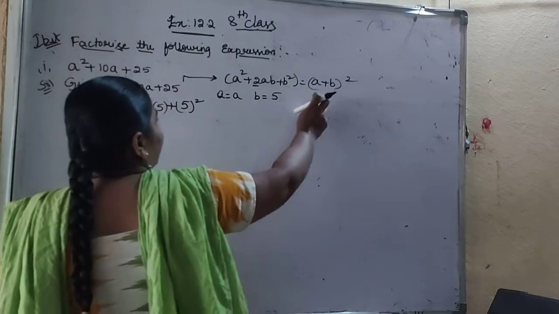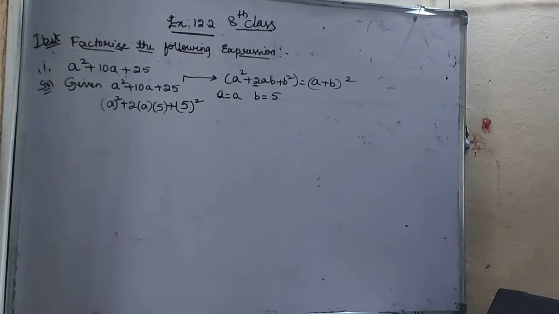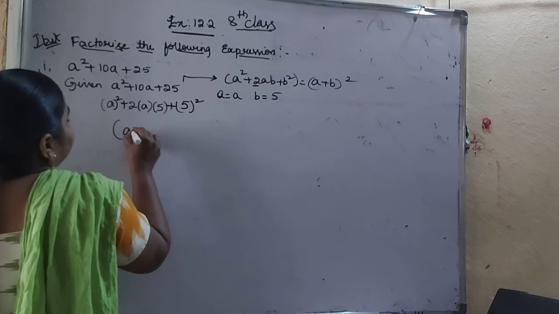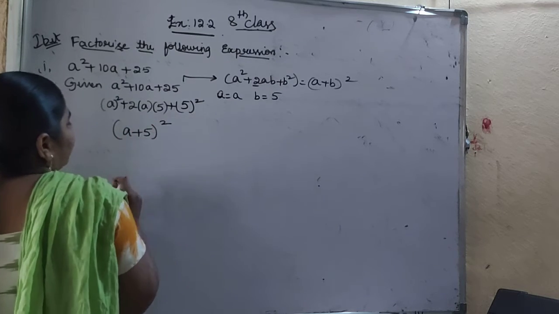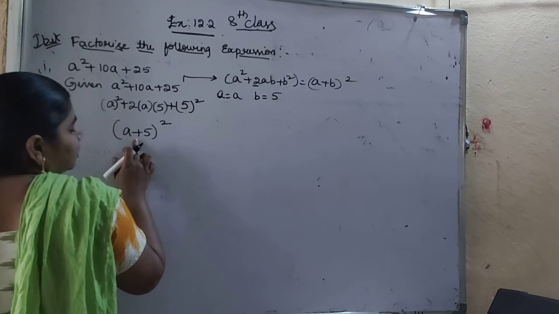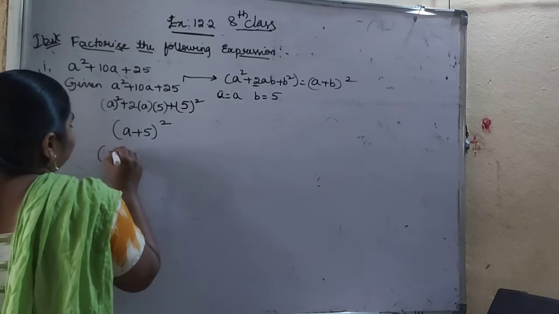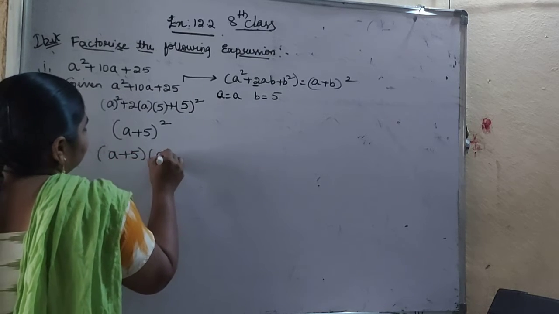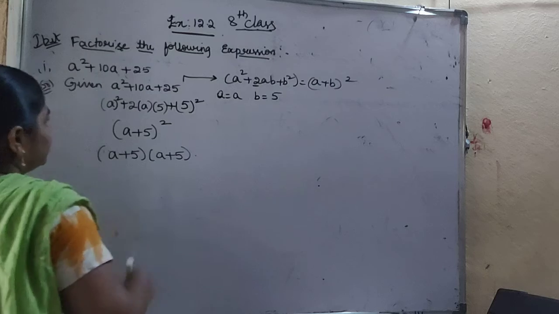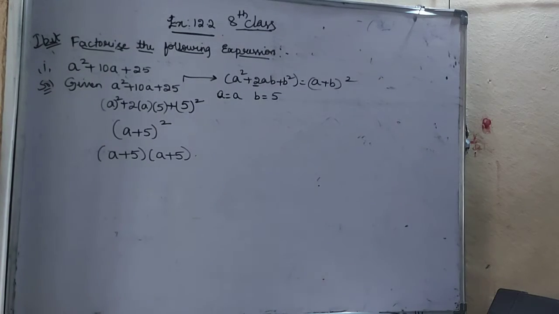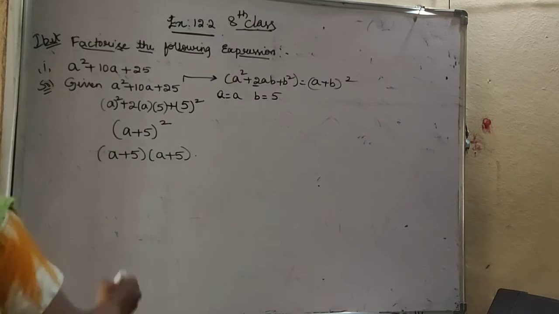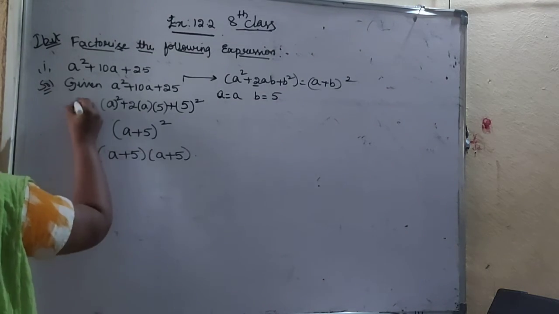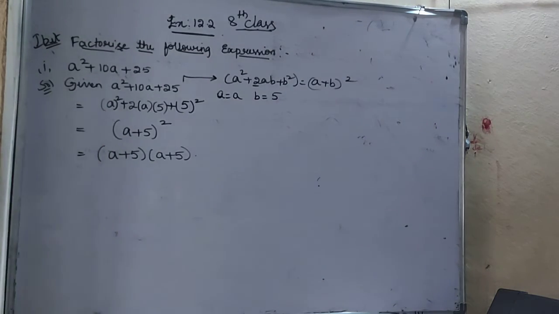So how can you write this? You can write it in the form of a plus b whole square. A plus b whole square means a plus 5 whole square. Square is nothing but multiplying this term 2 times, so it will be a plus 5 into a plus 5. So this is how you factorize a given expression by using identities. Okay, so this is our first one.